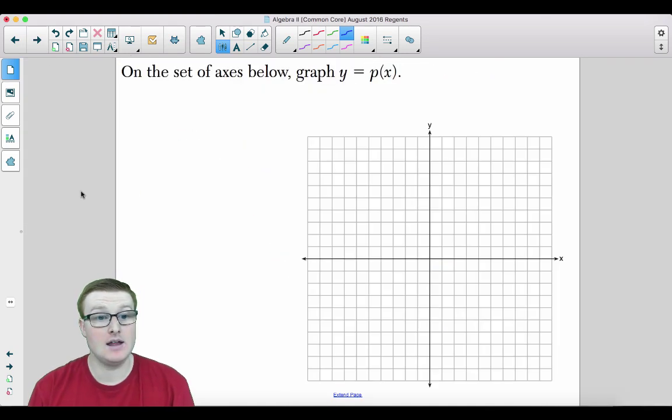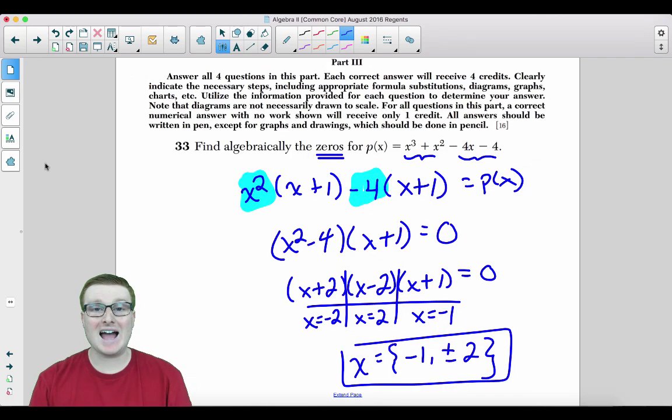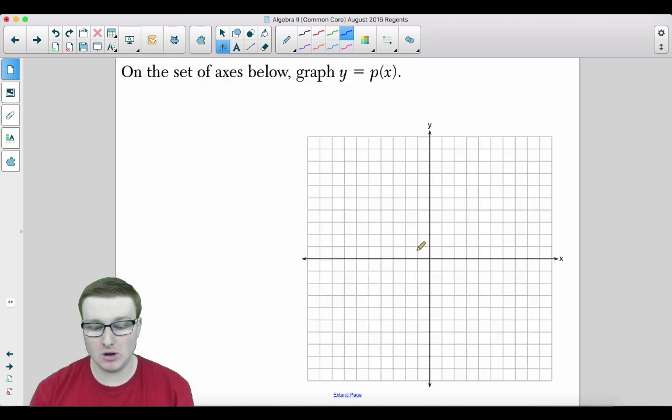Now, on the set of axes below, just graph it. What I highly recommend that you do is graph this in your graphing calculator and be as accurate as humanly possible. But we know the roots already. We know it's negative 2, negative 1, and 2.